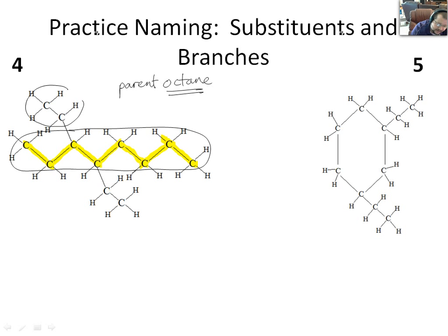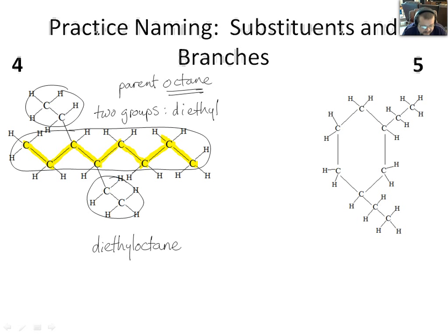Then we've looked at what's hanging off. Here, I've got 2 groups, and each group has 2 carbons. The prefix for 2 is eth, so we would call this ethyl groups, but I've got 2 of them, so I'd call it diethyl. So now we put it all together. I've got diethyl octane.